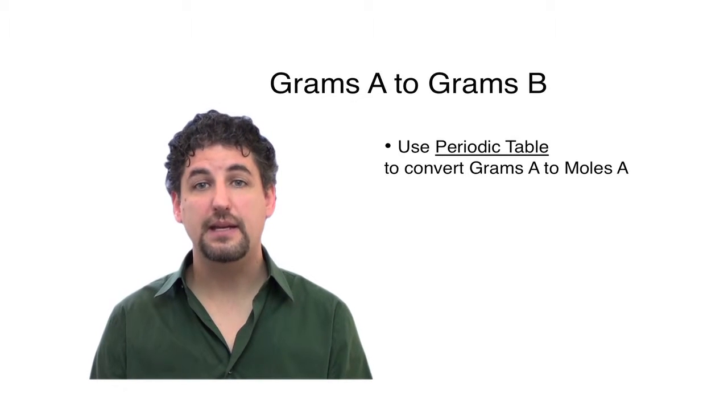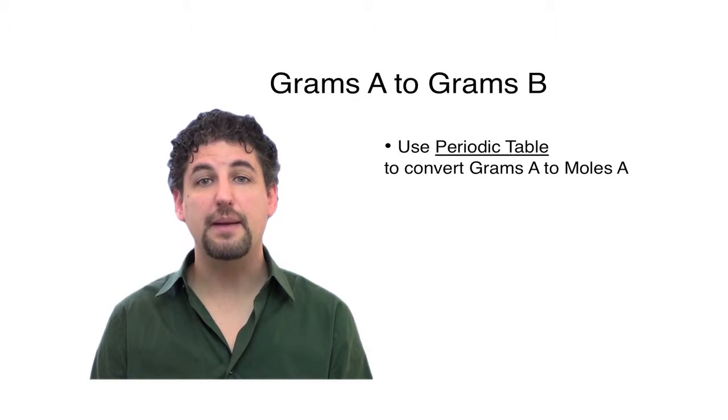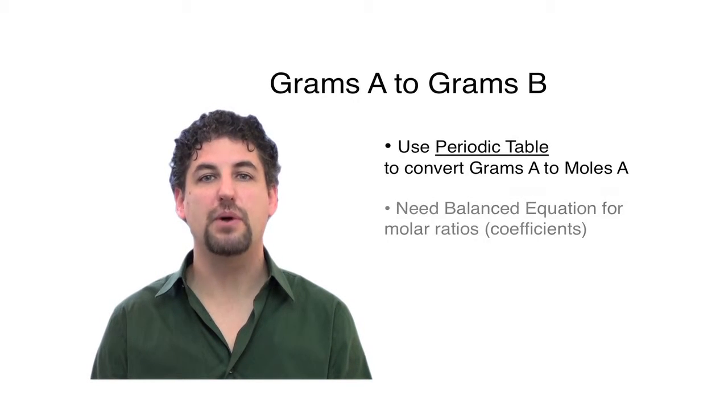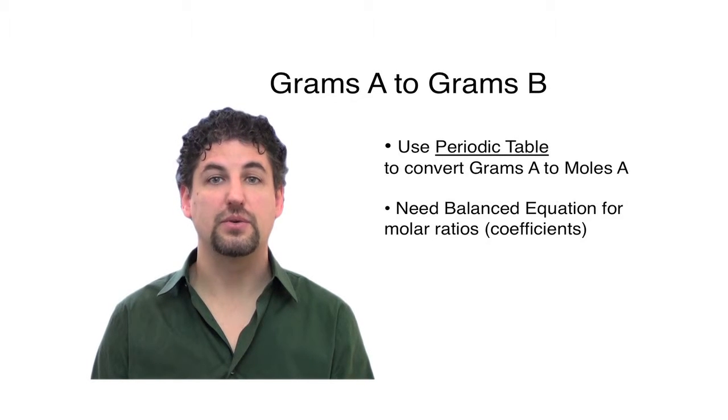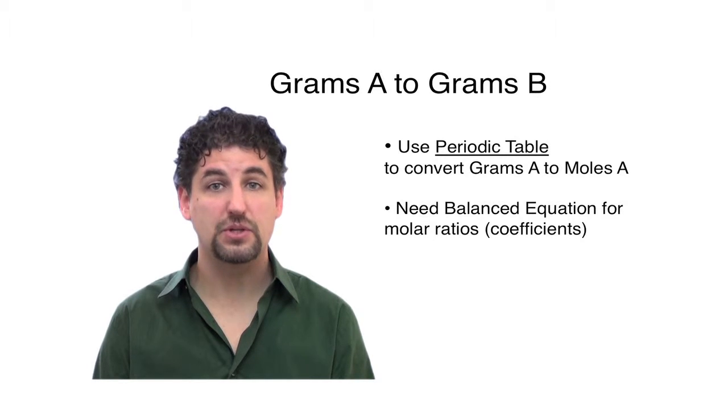All right, then you need to have a balanced chemical equation, because only a balanced equation is going to show you the molar ratios between the 2 substances in your problem. Okay, so now you have the molar ratios. That's conversion factor number 2.